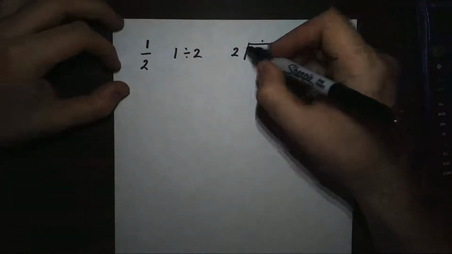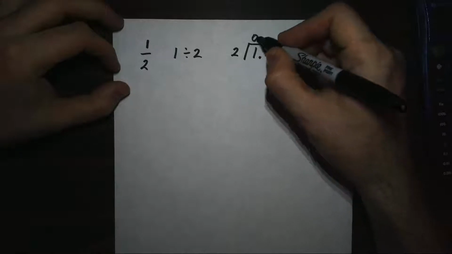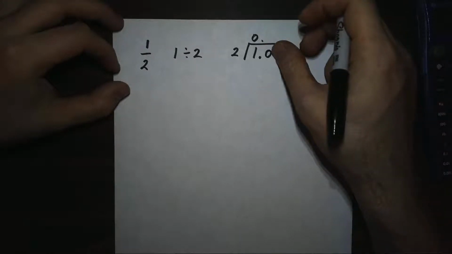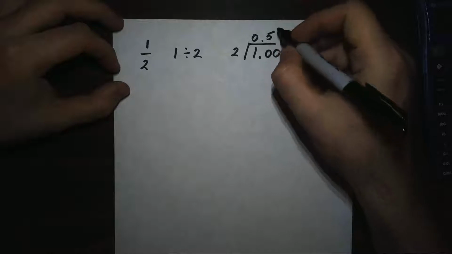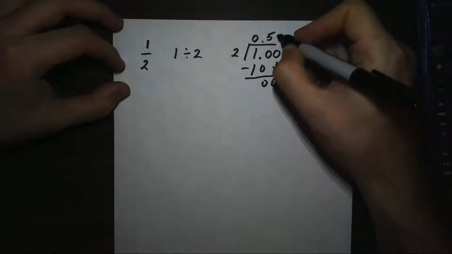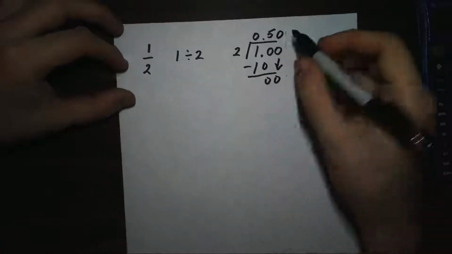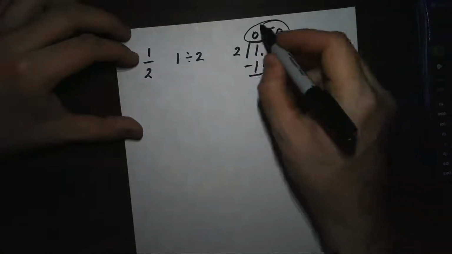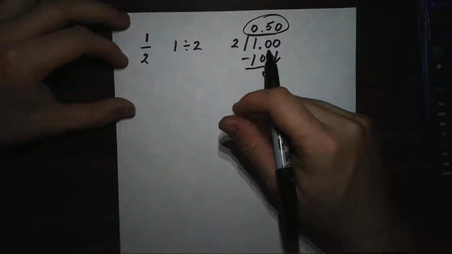Bring your decimal up. 2 does not go into 1, but 2 does go into 10. 2 goes into 10 5 times. 5 times 2 is 10. And 2 goes into nothing no times. So 1/2 as a decimal is 5/10, or 0.5.